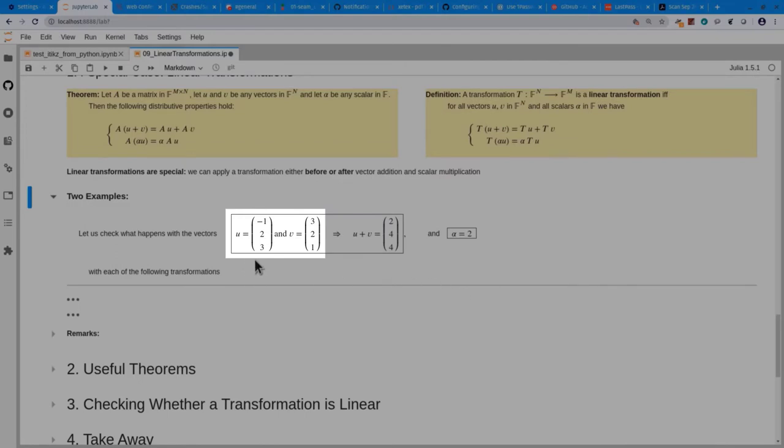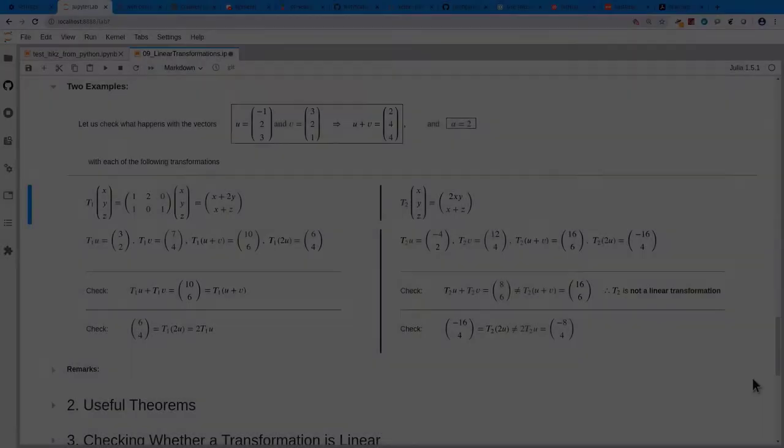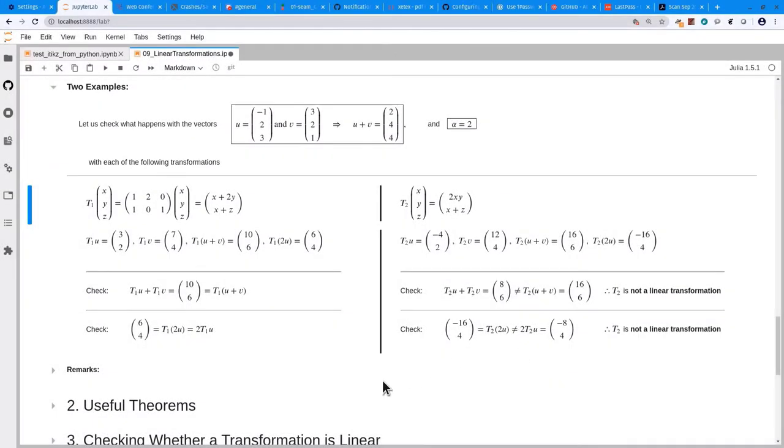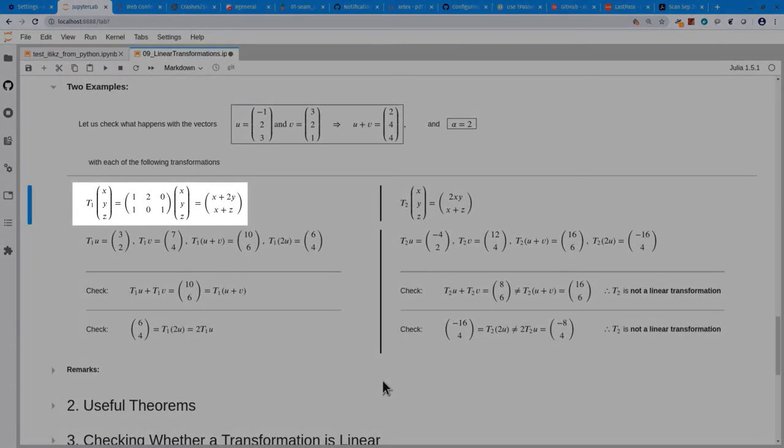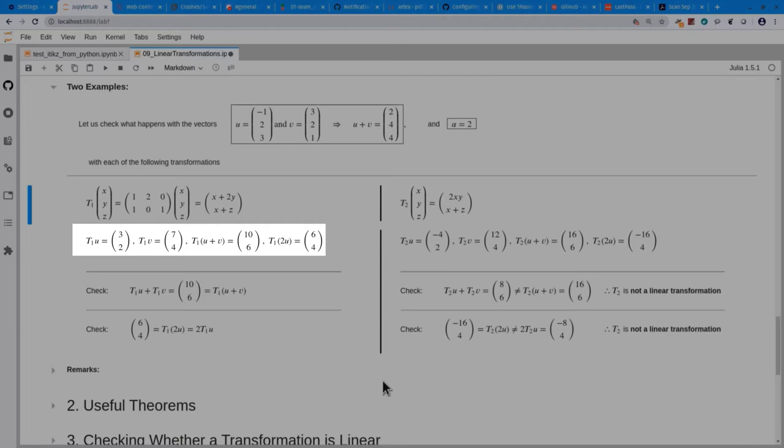Let's take two vectors, u and v, and I've already computed u plus v since I'm going to use it. And let's take an alpha that happens to be equal to 2. And now let's look at each of the following transformations. The first one, T1, is simply a matrix applied to my vector (x, y, z). So I'm starting with a vector in R3, and my output is a vector in R2. And I'll recompute the outputs for the vector u, the vector v, the vector u plus v, and the vector 2u, which I both need in my example.